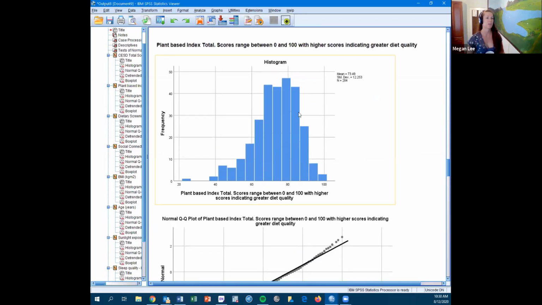And as expected, there's lots of people who are in the kind of healthy range, but we have someone down here. Can you see this dot here? That's one person with a really low score on diet quality. Can you see how that person is skewing that whole data set? If that person wasn't there, all of that would be shuffled over into the middle and would be very normal.